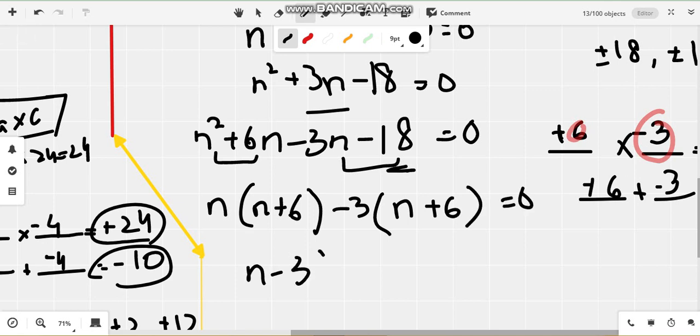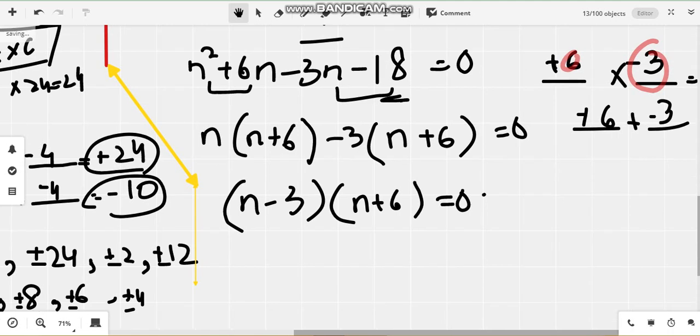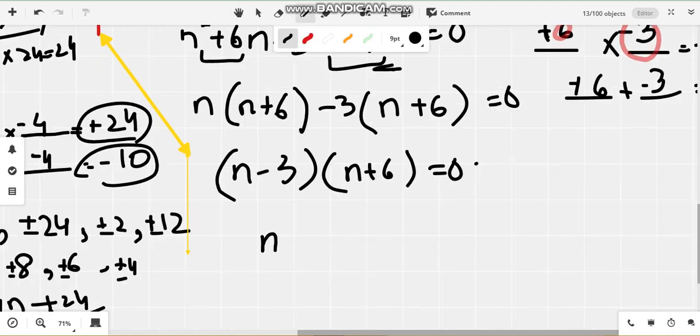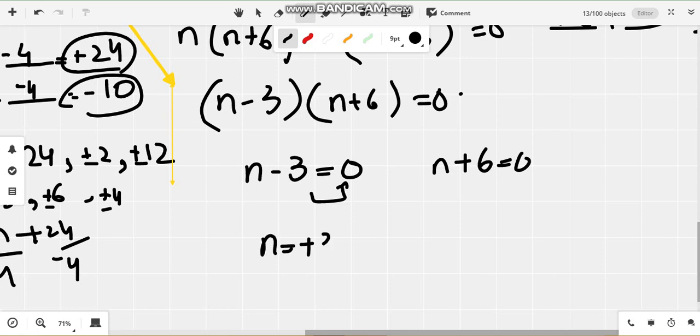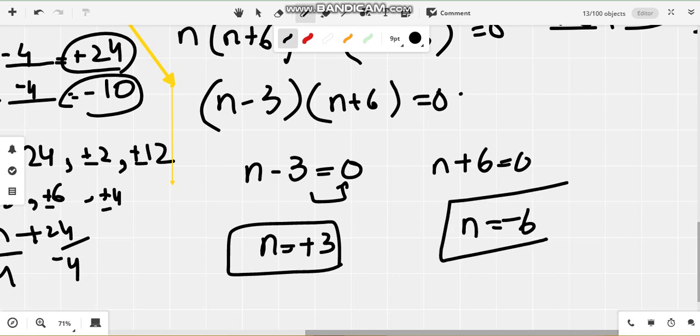So n minus 3 and n plus 6 equals to 0. That's our answer. And if we are solving for the variable, so n minus 3 equals to 0 and n plus 6 equals to 0. You will bring this 3 to the right side. So n equals to positive 3, and n equals to negative 6. And that's our final answer.